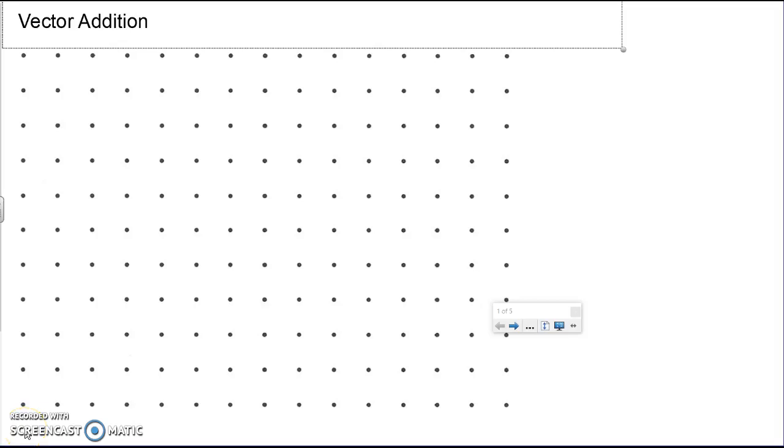Hello, this is going to be an introduction to vectors and vector addition. Vectors are a kind of strange math idea that we use to show something that can have both a size and a direction. And so we use arrows to show those things.